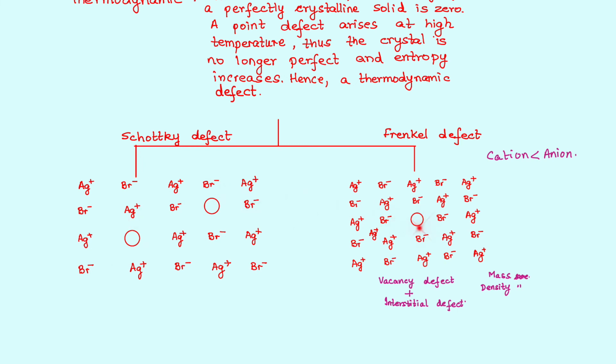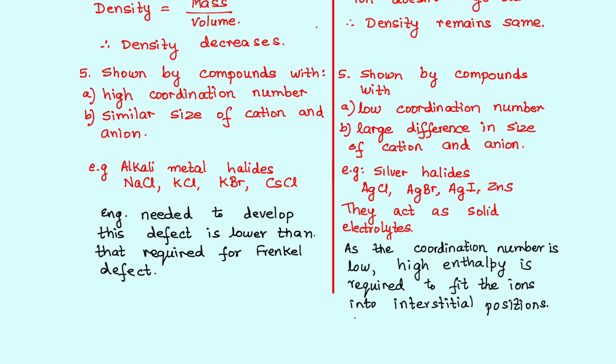Whereas in the case of Frenkel defect, you need a high energy in order to move the ion from its position in order to make it occupy an interstitial position. To put it more technically, we say that the energy needed to develop Schottky defect is lower than that required to develop the Frenkel defect, because you need a high enthalpy in order to fit ions into interstitial positions.